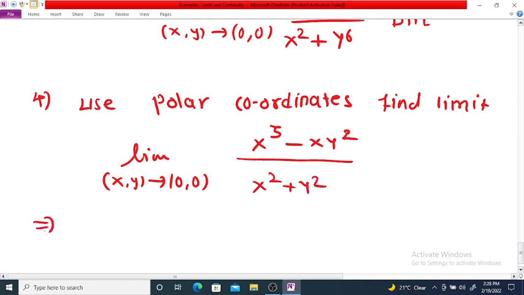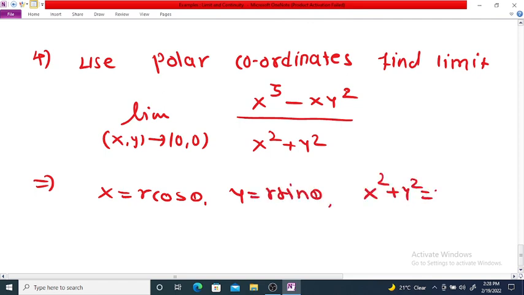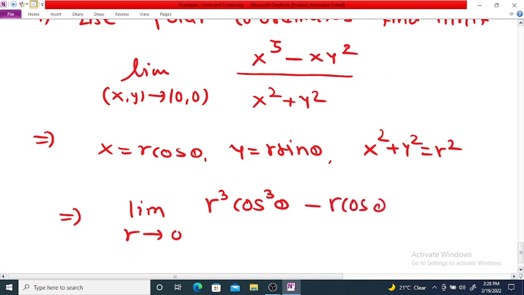Now for polar coordinates, we put x equal to r cos theta, y equal to r sin theta, and x square plus y square is equal to r square. Therefore this limit becomes limit r tends to 0 of x cube, so it is r cube cos cube theta, minus x, which is r cos theta, times y square, which is r square sin square theta, divided by r square.